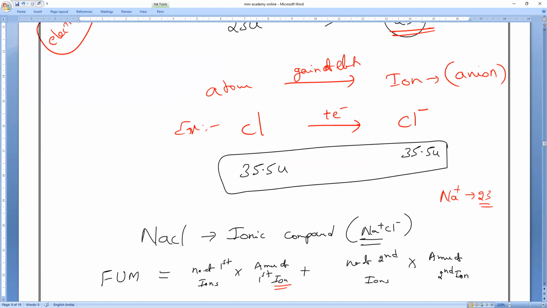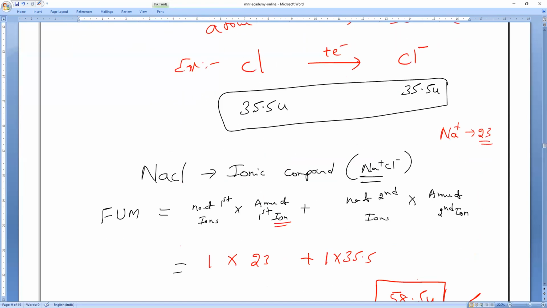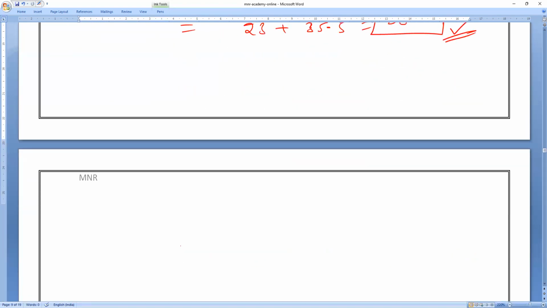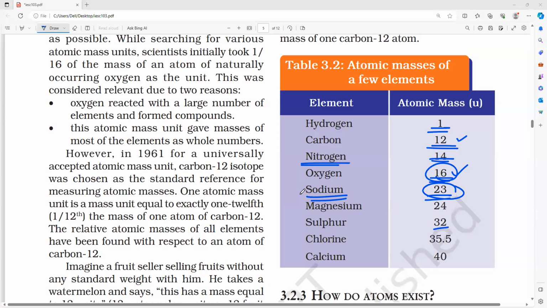Understand? All of you? For example, one more thing. KCl, potassium chloride. Again the same: K plus and Cl minus. So the number of ions of potassium, 1, into the atomic mass of potassium. How much is the atomic mass of potassium?